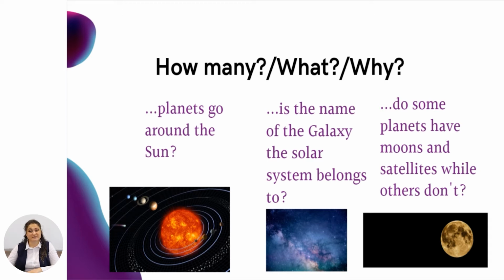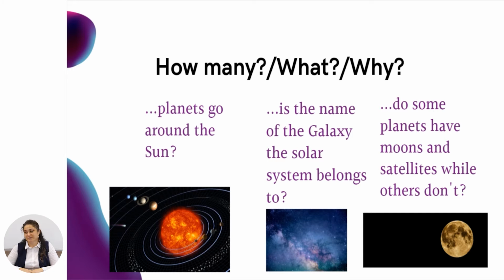So, how many planets go around the sun? According to the latest scientific research, there are 8 planets that go around the sun. Pluto is not a planet anymore because it's too small. What is the name of the galaxy the solar system belongs to? Well, it's very easy. It's the Milky Way.